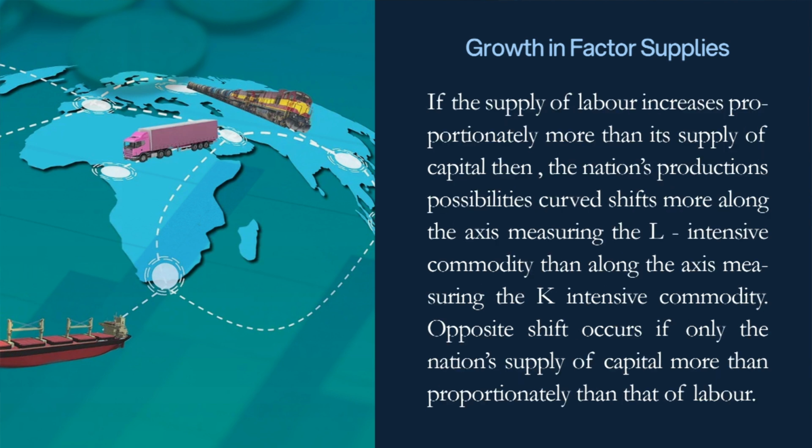If the supply of labor increases proportionately more than the supply of capital, then the nation's production possibility curve shifts more along the axis measuring the L, that is the labor intensive commodity, than along the axis measuring the K intensive commodity. The opposite shift occurs if the nation's supply of capital increases more than proportionately to that of labor.